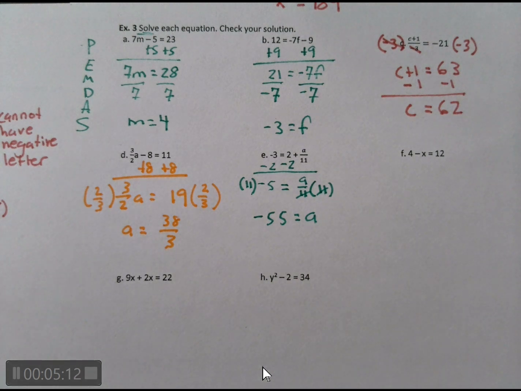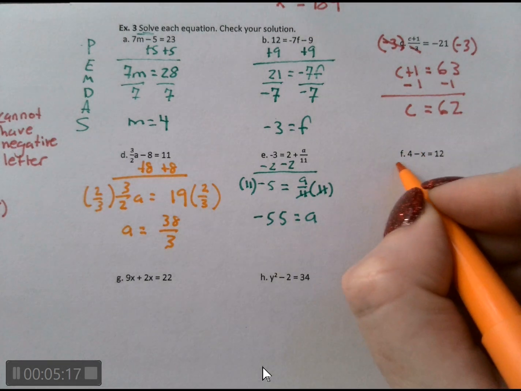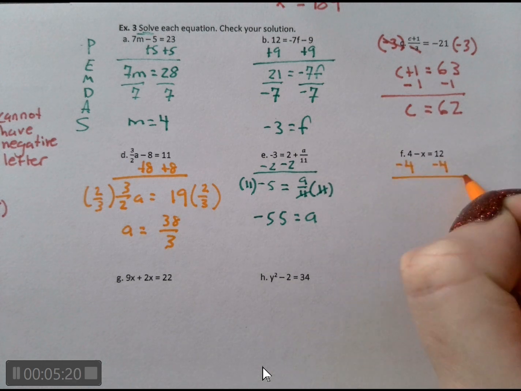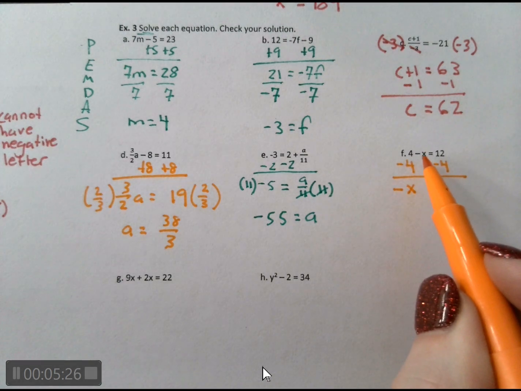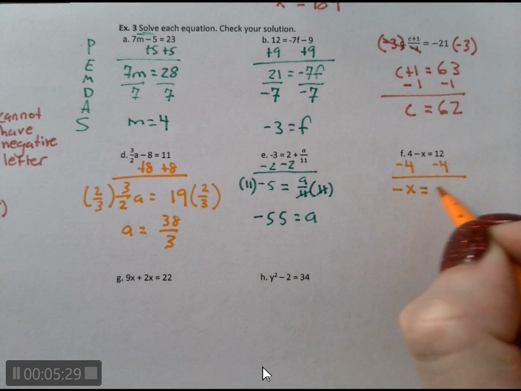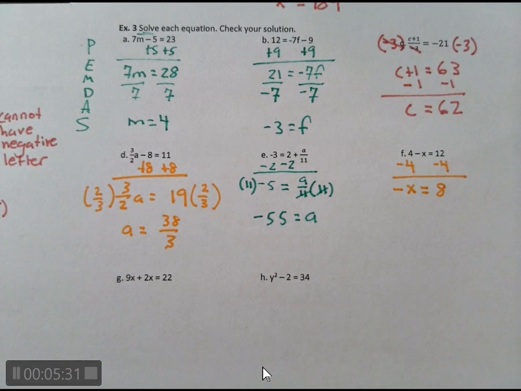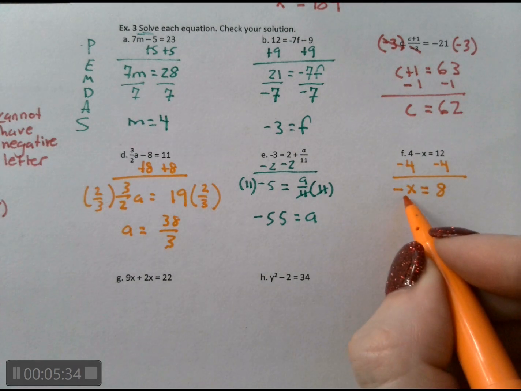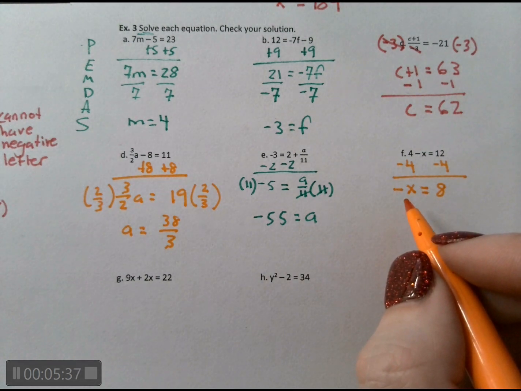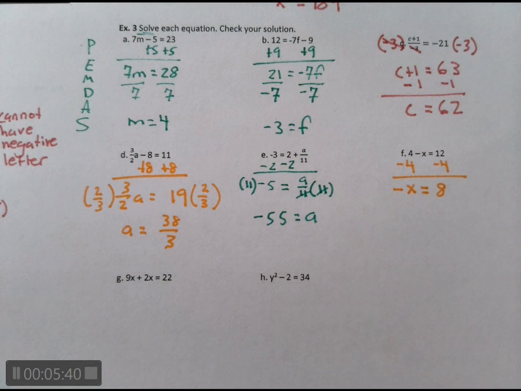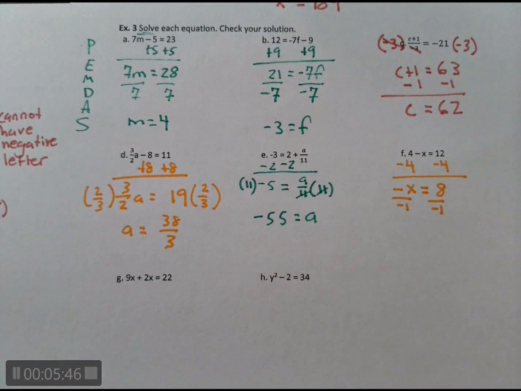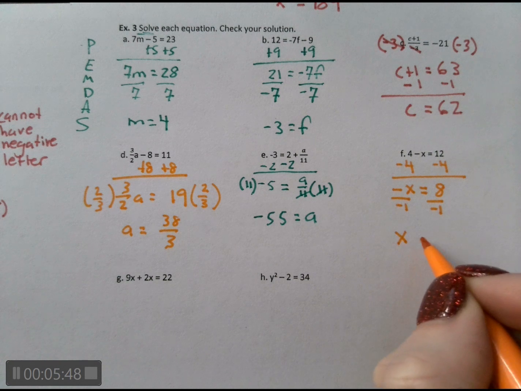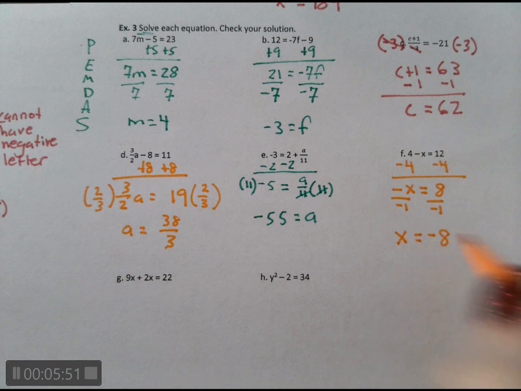Alrighty. For F, we have 4 minus x equals 12. So I'm going to subtract 4 from both sides because we want to get everything away from our x. So we're left with negative x, because don't forget this was a negative at the start of the problem, equals 8, because 12 minus 4 is 8. And then remember what we said on the first video. We cannot have a negative letter. So when that happens, we divide by negative 1, which just means change the signs of everything. So that negative x becomes positive, that positive 8 becomes negative.